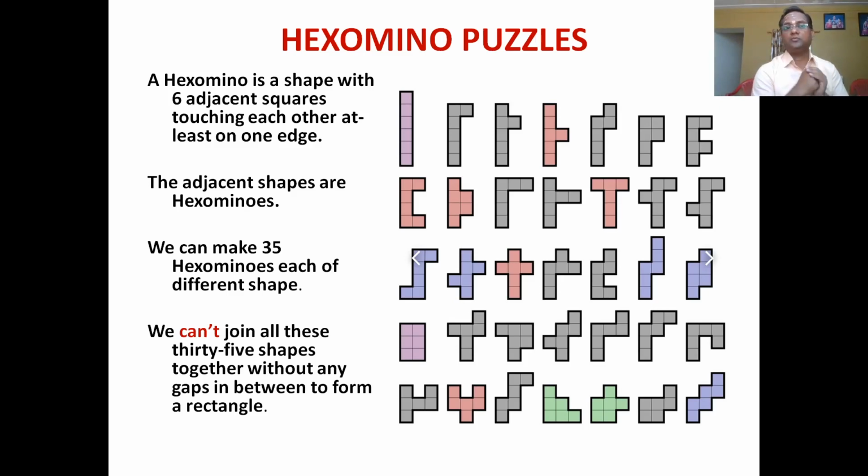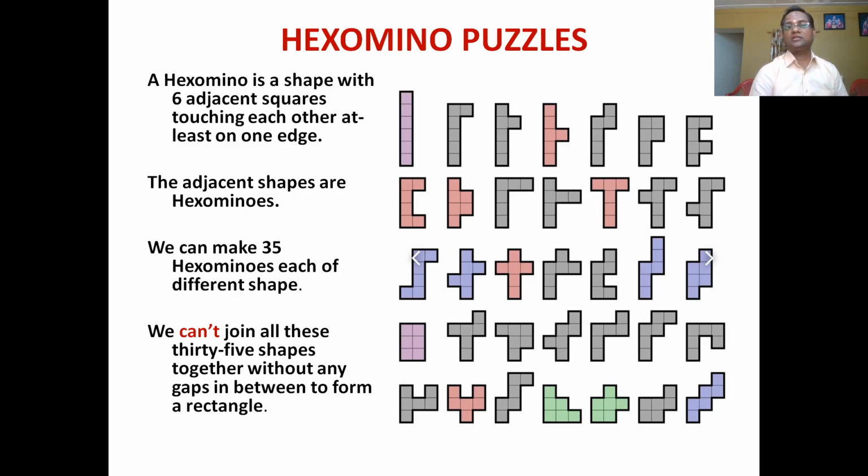A hexo, the name itself says 6. A hexomino puzzle, or a hexomino, is a shape with 6 adjacent squares touching each other at least on one edge.